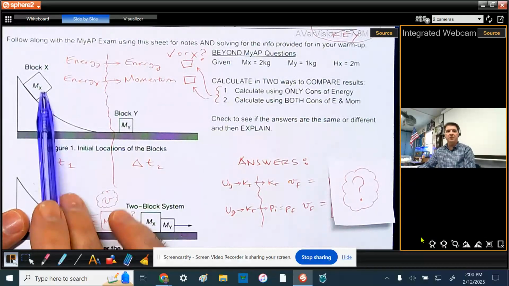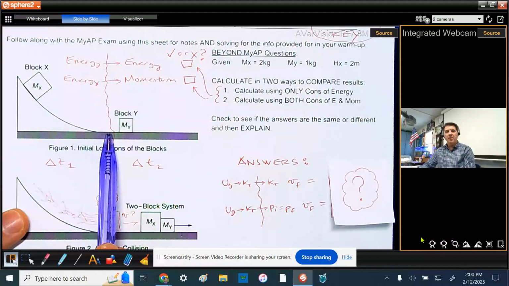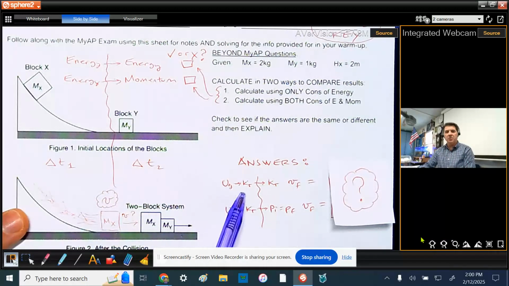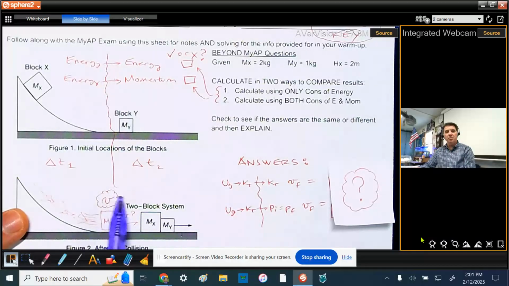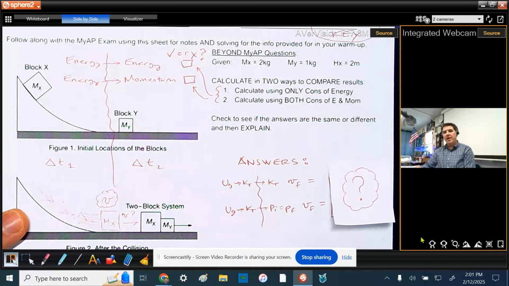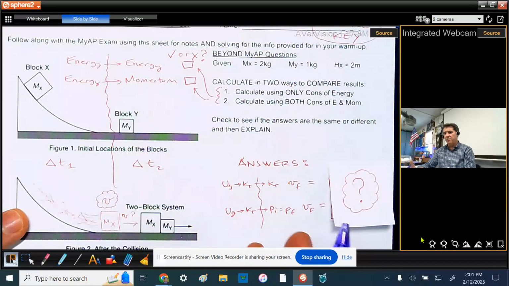Yes, energy is conserved. It goes from the top to the bottom. Energy is conserved. It goes from gravitational to kinetic. That's fine. Is energy conserved in the two-block system when it collides? And you should hopefully know that if it sticks together, it is going to be inelastic. Inelastic means energy is not conserved, really.